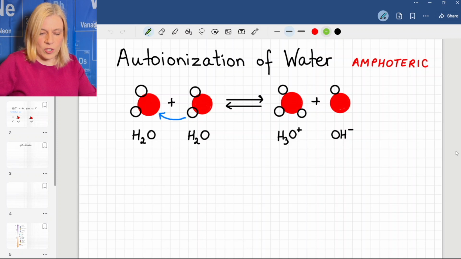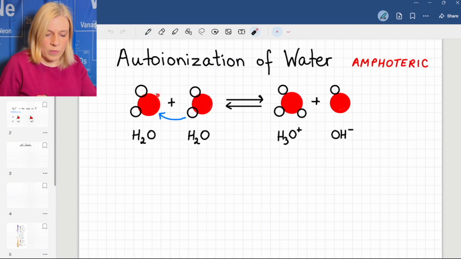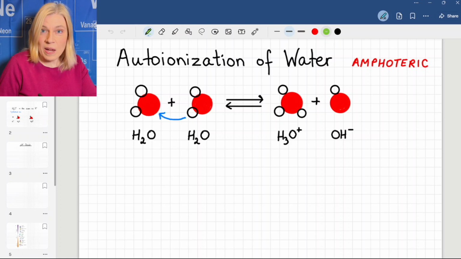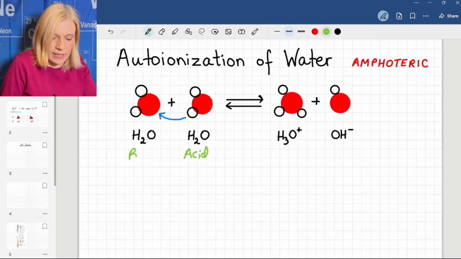Let's look at this picture. Here we have one water molecule and another one. What's going on? This water molecule is giving up its H+ to this one, and this water molecule here is accepting it. So, do you remember our definitions of acid and base? The water giving up an H+ is acting as an acid, and this one right here is accepting an H+, so it's acting as a base.